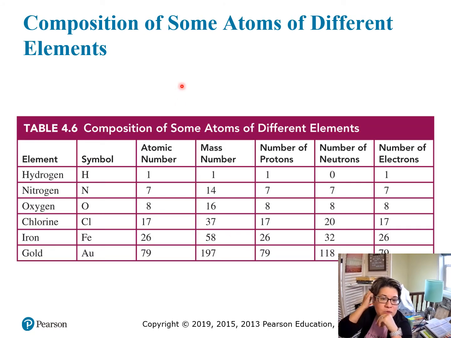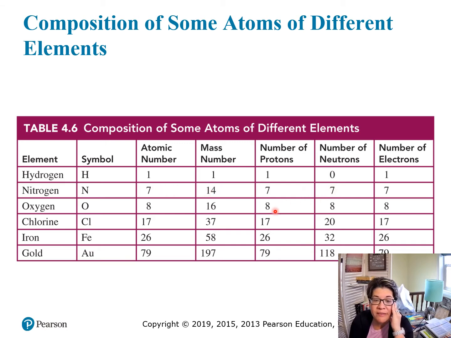So here's some examples. Hydrogen has an atomic number of 1 and a mass number of 1. That means that it has 1 proton, 1 electron, and then if this is protons plus neutrons, then it has 0 neutrons. Let's look at this next one. Nitrogen has an atomic number of 7 and a mass number of 14. So this 7 atomic number means it has 7 protons and 7 electrons, but then we go 14 minus 7 is 7, it has 7 neutrons.